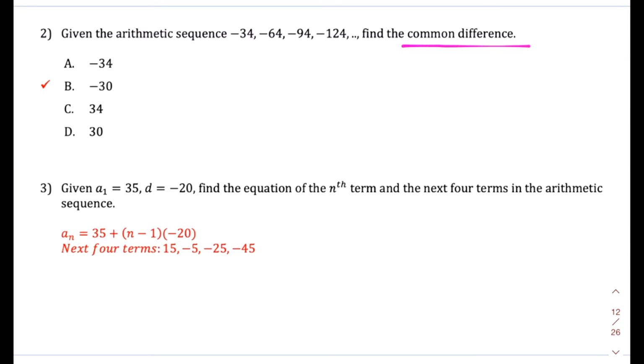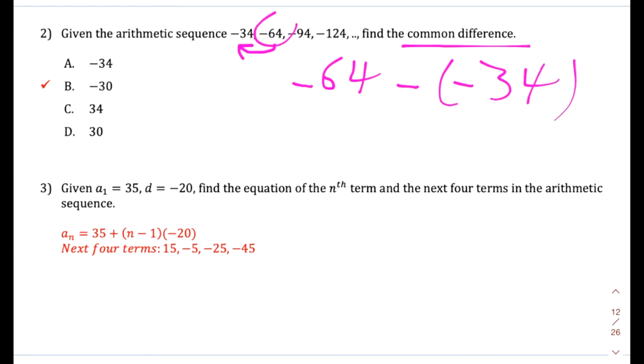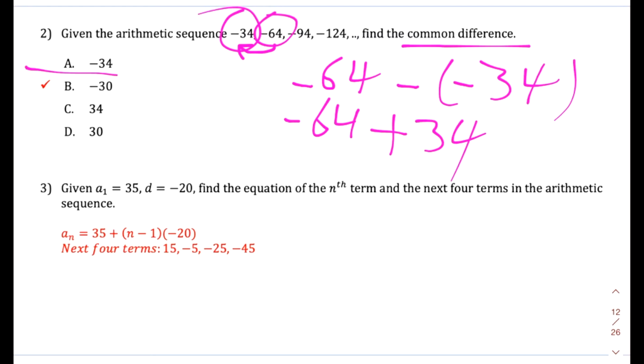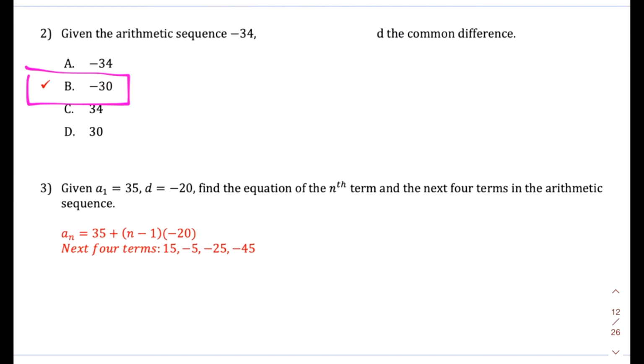Okay, so what do you do? Just subtract these two numbers. Okay, minus 64 minus negative 34. That's how we do it. Always second minus first. Okay, and then this gives you minus 64 plus 34, which is exactly negative 30. Okay, that's how you calculate the common difference.